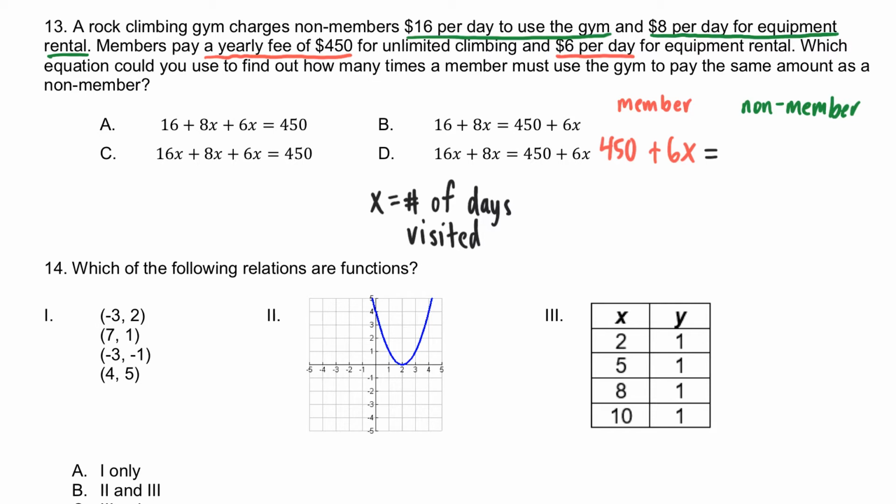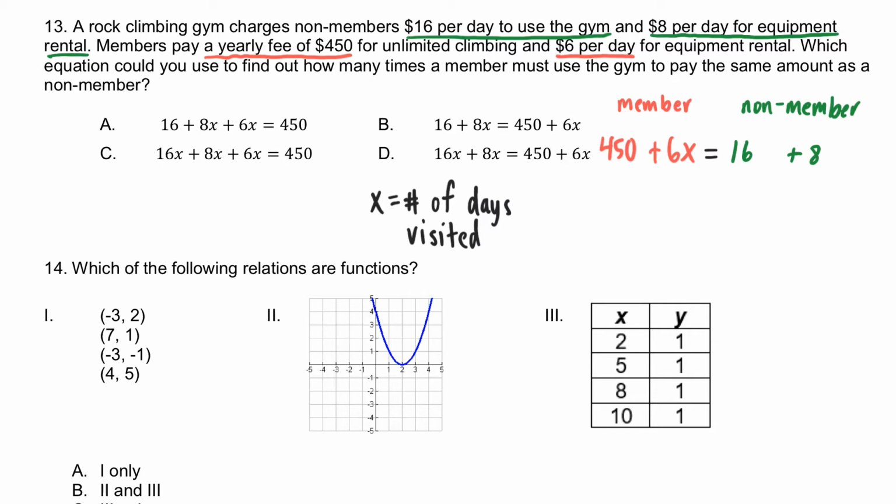So how would we write that out? How much would it cost a non-member if they went once? Well, it would be 16 times 1 plus 8 times 1. What if they went twice? Well, what happens here is that it would now be 16 times 2 and then 8 times 2, right? That's how much the non-member would pay. What if they went 3 times? It'd be 16 times 3 plus 8 times 3, right?